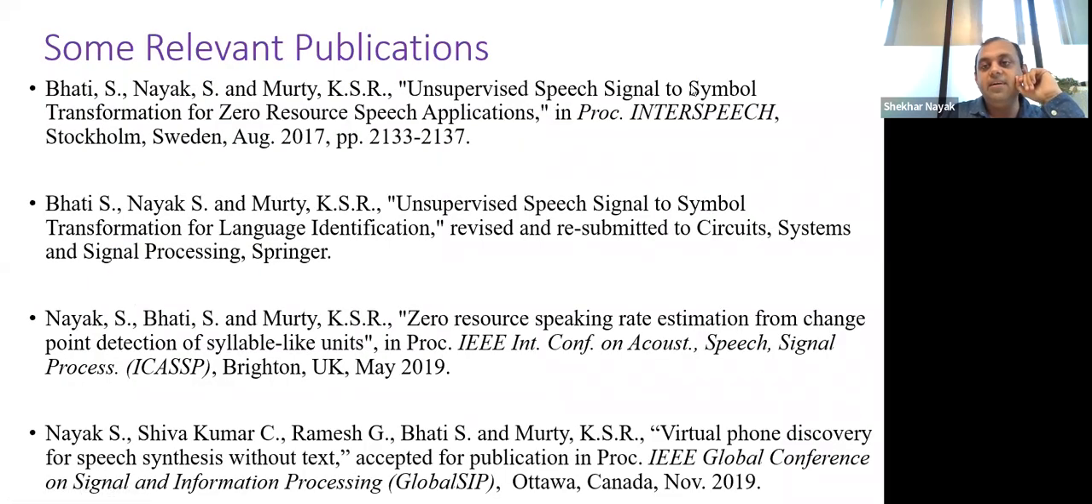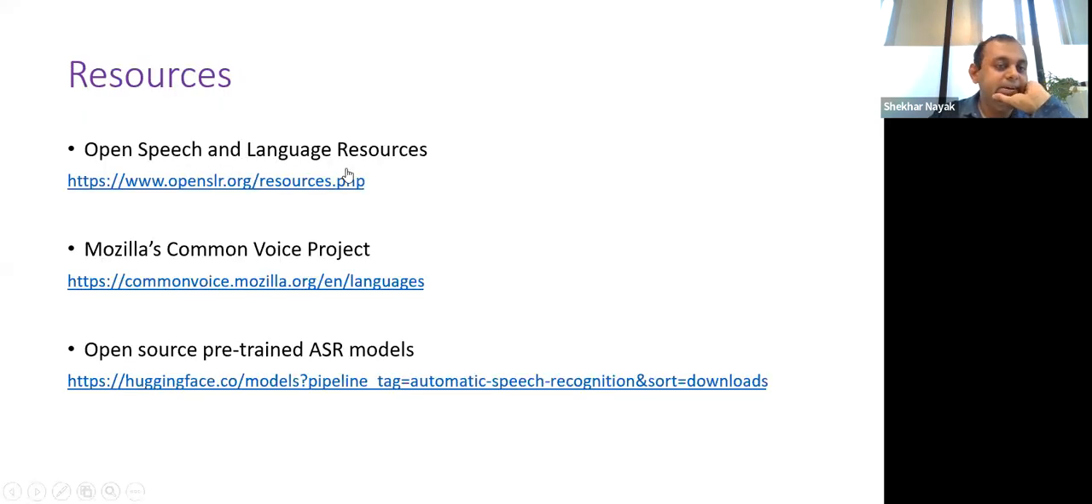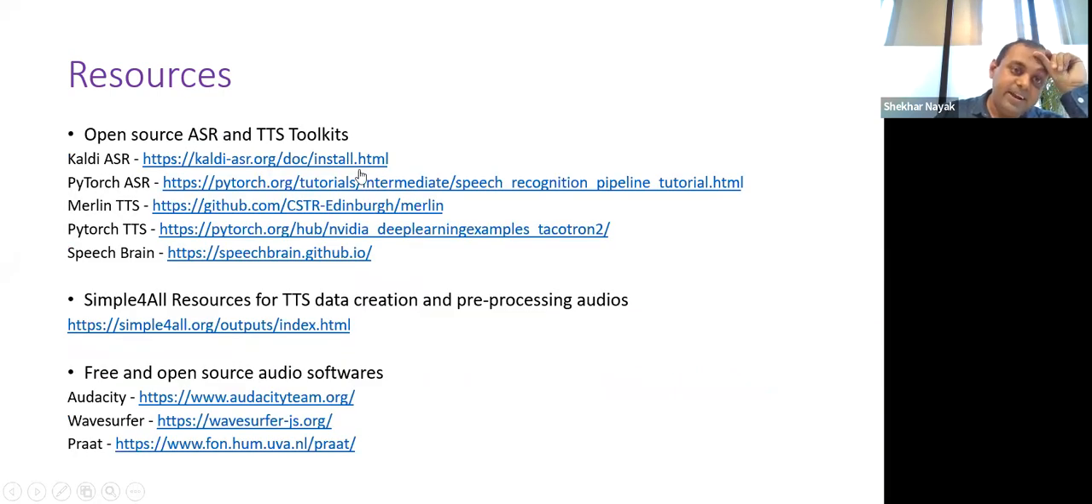And the zero resource virtual transcriptions I was discussing, this reference on unsupervised speech signal to symbol transformation for language identification, or even the ones on zero resource speaking rate estimation, are based on the work which I discussed. And these are OpenSLR resources, the Common Voice project, and Hugging Face open source pre-trained models. And these are different ASR and TTS toolkits: Kaldi, Merlin, PyTorch based ASR and TTS, and some tools.